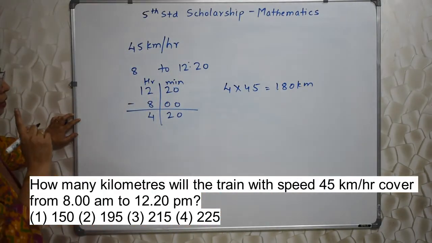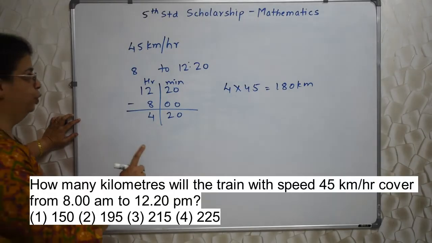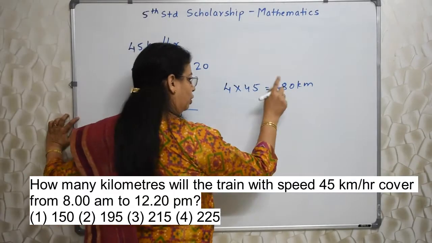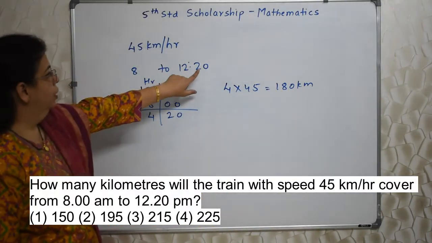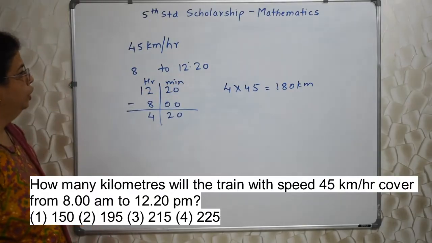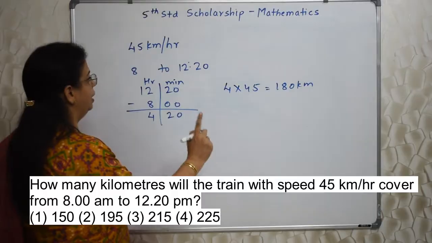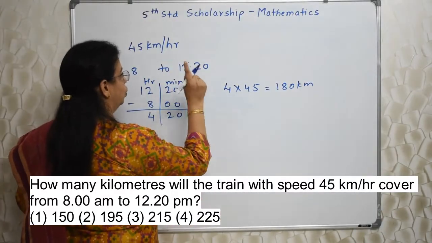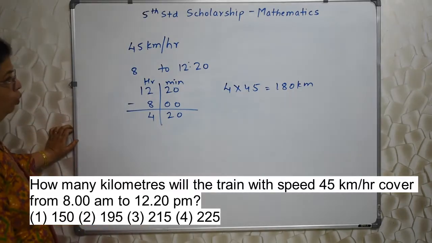Please don't select the option which is 180, because the probability that this option will be given is high, but our work is not yet complete. We need to find out how much it will cover in the next 20 minutes also. That is the main deciding factor. If the student can manage this, then he or she will get 2 marks. How to do it?